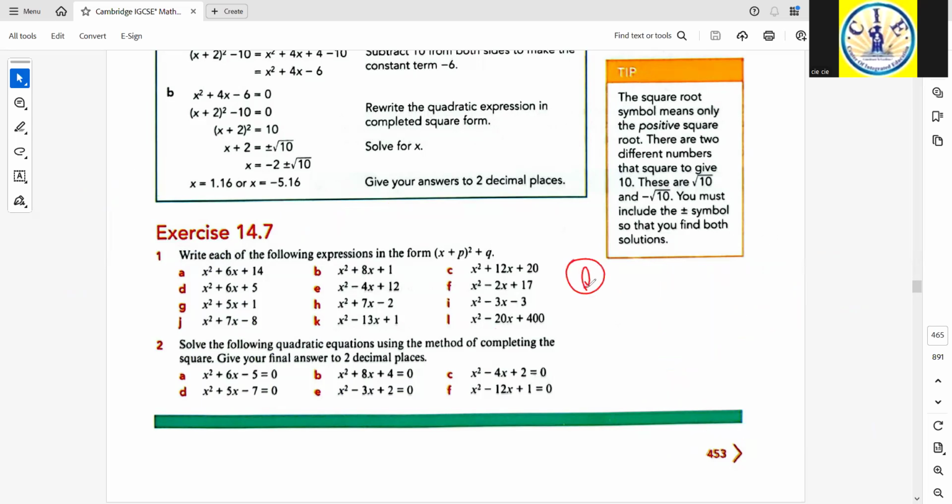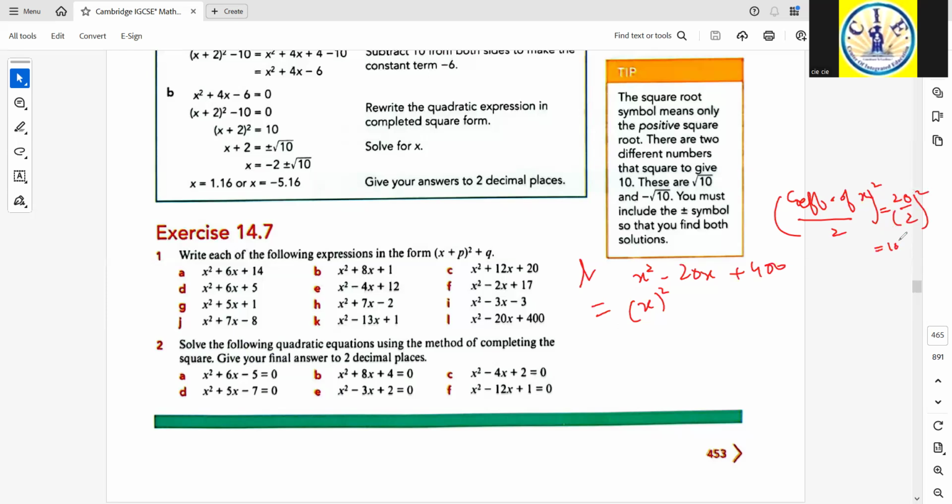So that is x squared minus 20x plus 400. Let me solve it using this technique. Coefficient of x, half it, and then take its square. In this case, the coefficient of x is 20, divided by 2, and its whole square. That will give us 10 square. So I need to add and subtract 10 square.